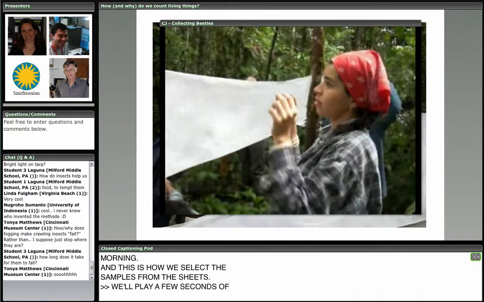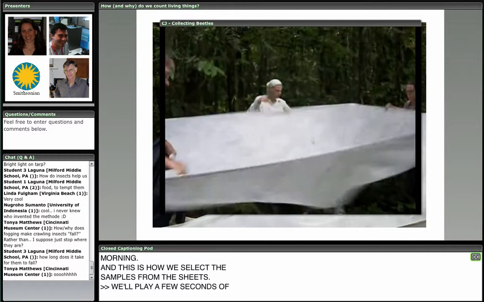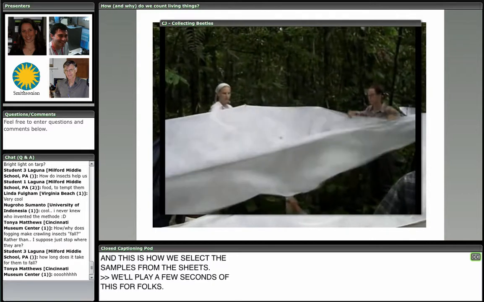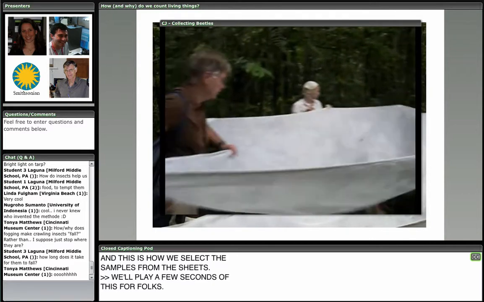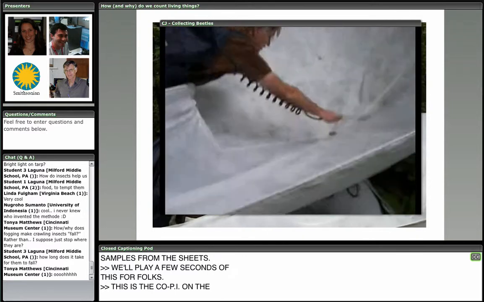This is the co-PI on the project. This is Cleopatra Pimienta from Colombia. So we're shaking the insects down, and they fall down into a hole in the middle of the sheet and into a jar of alcohol.